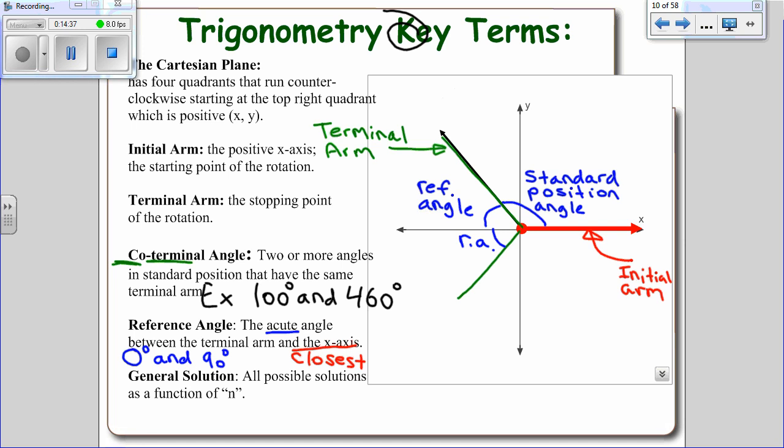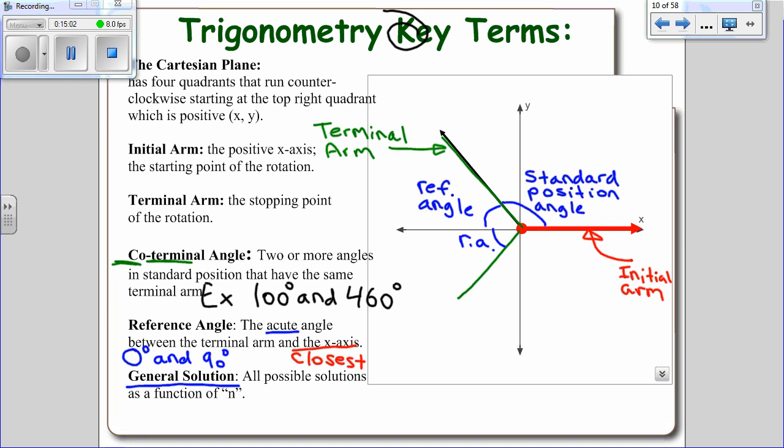All right, the last definition that we're going to do is called general solution. We don't do a lot with general solution. General solution comes extremely in handy next year, especially if you go 30-1. If you go 30-2, it's completely irrelevant. General solution is a way of writing out all of your coterminal angles.